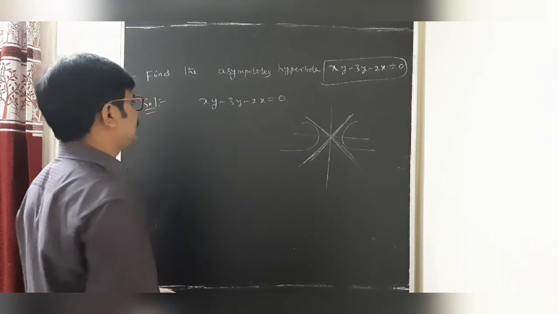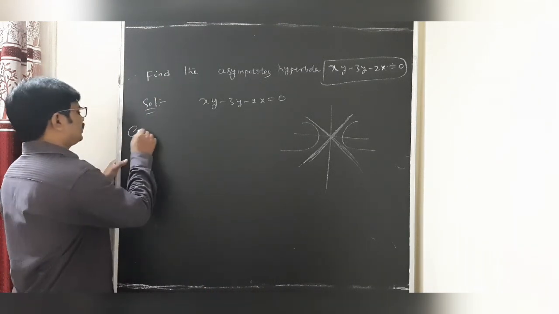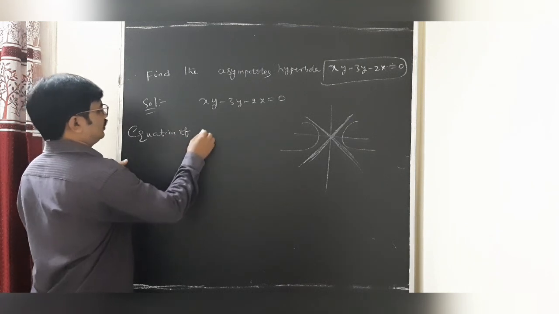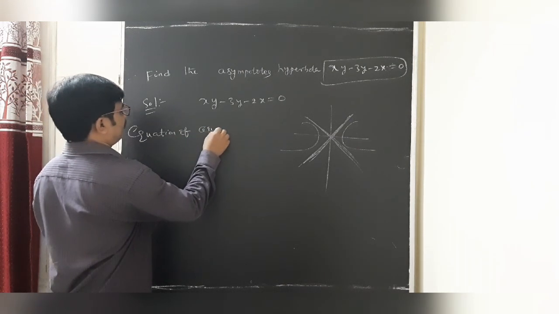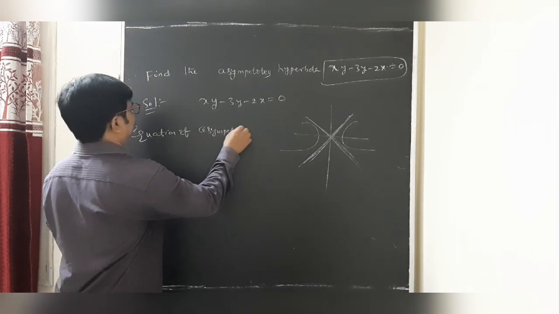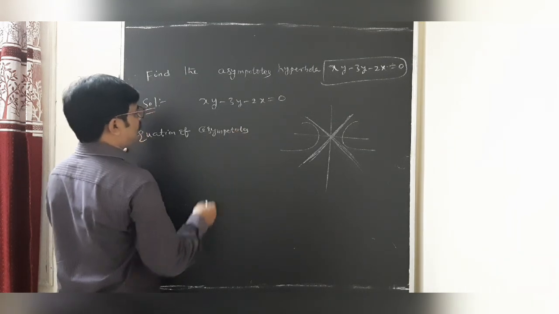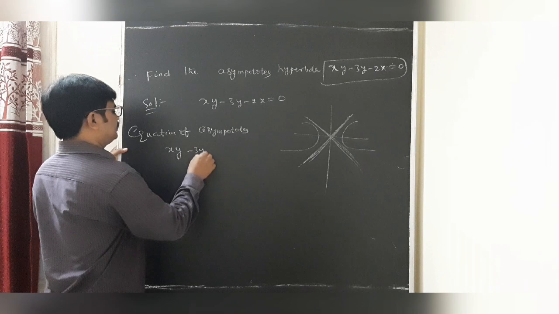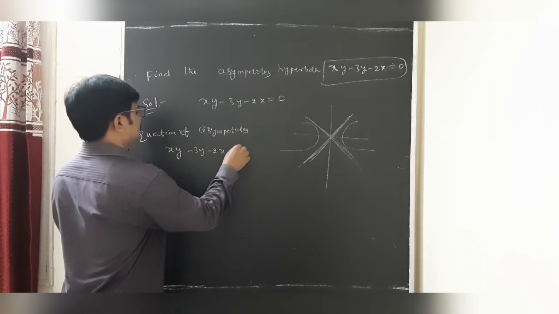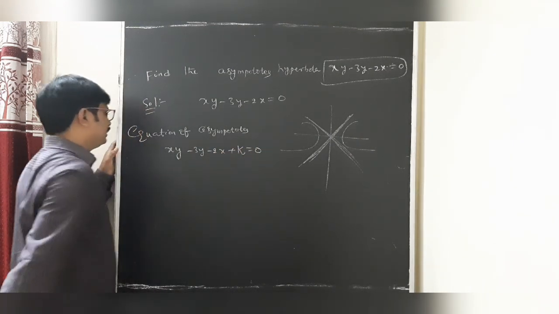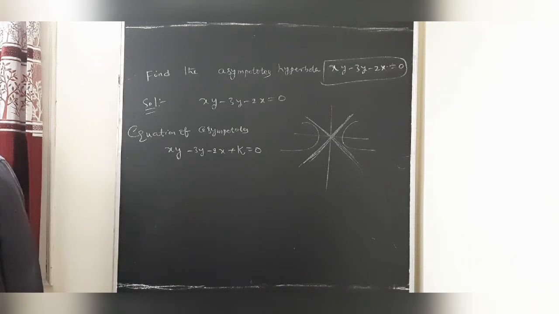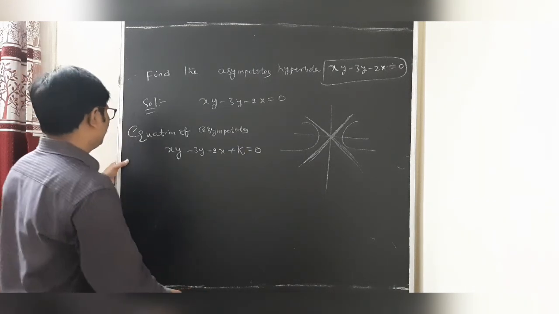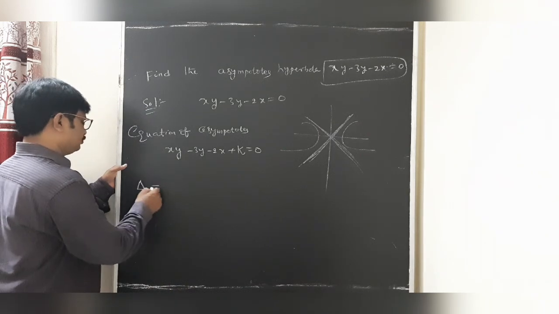One more observation is that the equations of the asymptotes and the hyperbola differ only by a constant. For example, xy minus 3y minus 2x plus k. They differ only by the constant. How to find the constant? We have to use delta equal to 0.